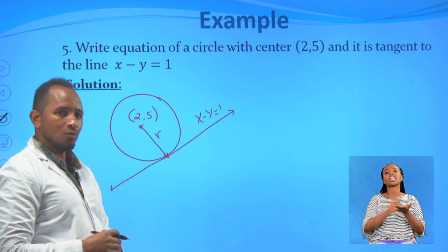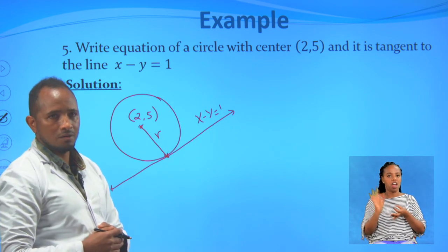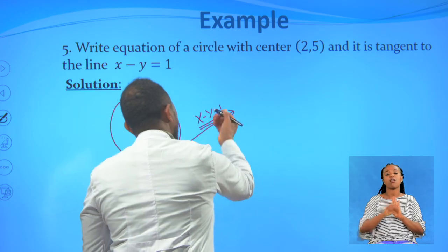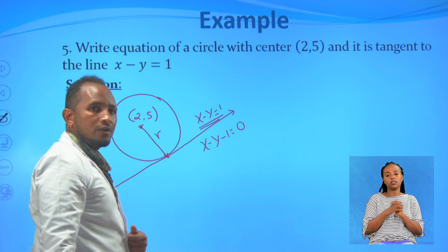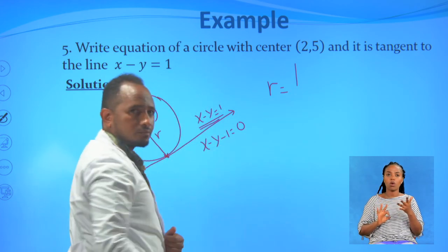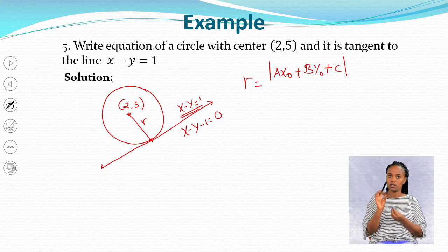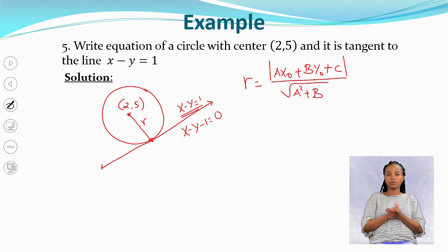So, using the formula for the distance between a point and a line, we can determine this distance r. But I need to rearrange this equation in standard form. So you can write x minus y, taking 1 to this side, minus 1 equals 0. After this, you can find the radius. r is equal to, using the formula, absolute value of a x naught plus b y naught plus c over the square root of a squared plus b squared.